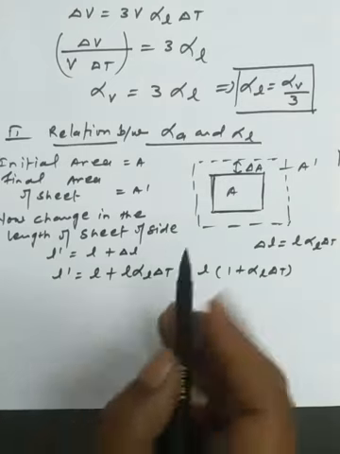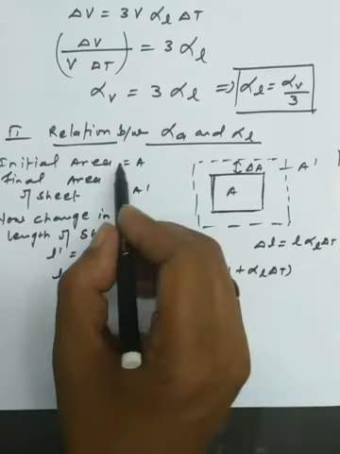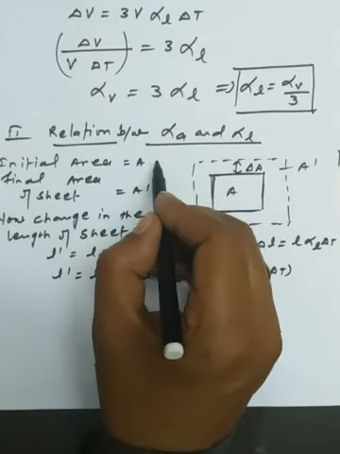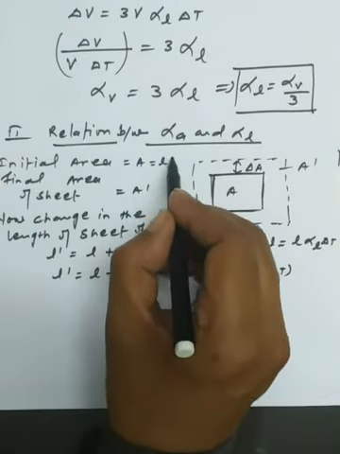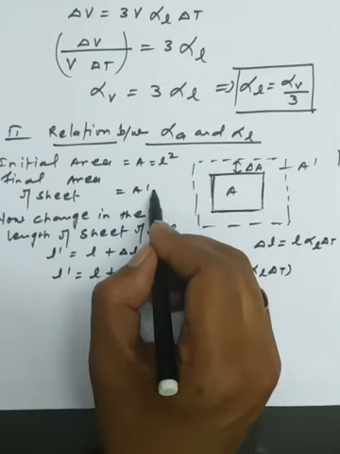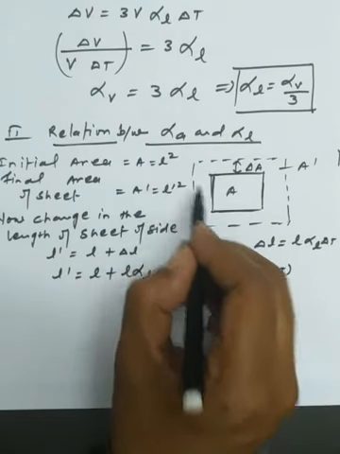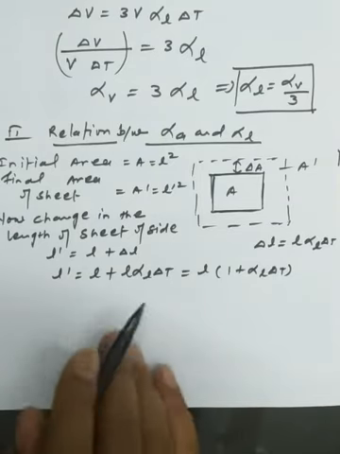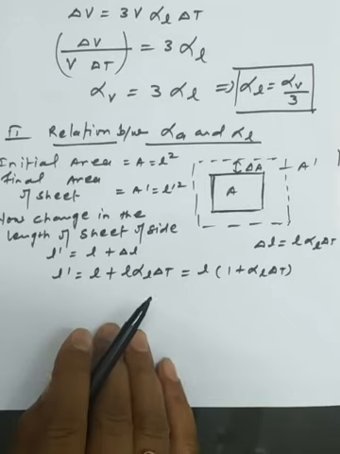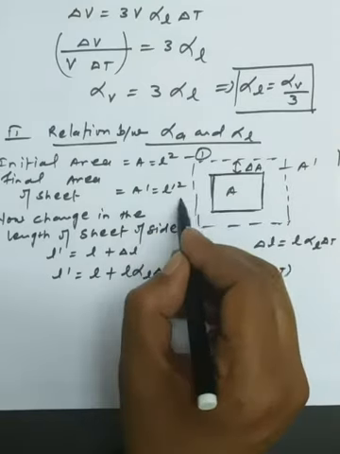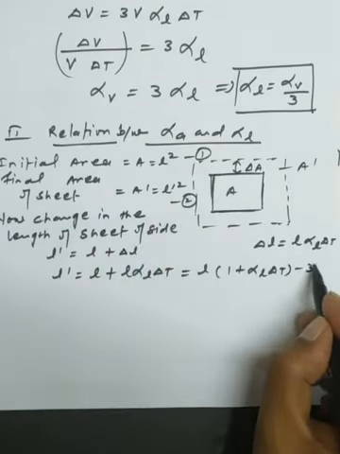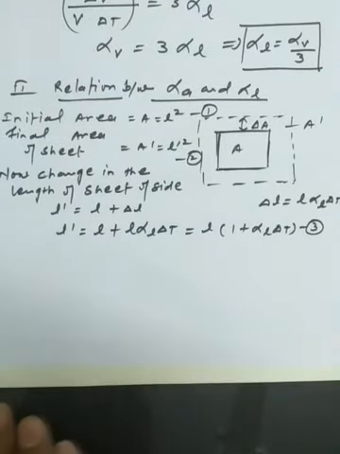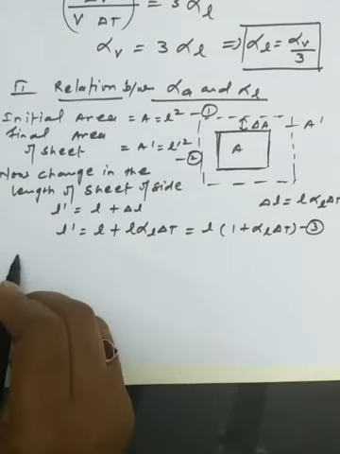Okay, now this is equation one, and this is another equation. Here we consider the area, that is A equals L square, and A dash is equal to L dash square. So we are keeping these changes in mind. This is equation number one, this is equation number 2, and this is equation number 3. I am doing the same part which I did in the volume part.